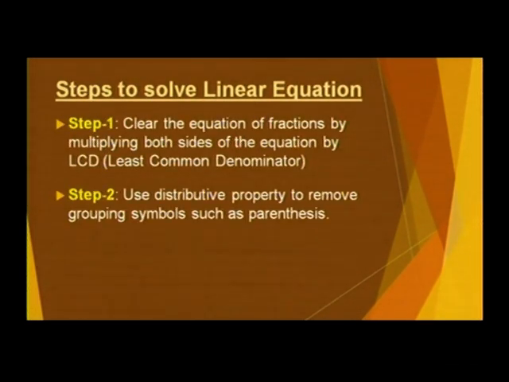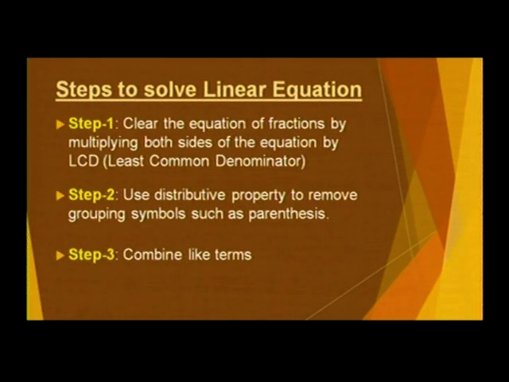Now, steps to solve a linear equation. How to solve linear equations? In daily life we have to solve some linear equations. So, here the steps are given. Step 1. Clear the equation of fractions by multiplying both sides of the equation by the LCD. LCD is nothing but the LCM, means least common denominator. For the given equation, we have to find the LCD of that equation.